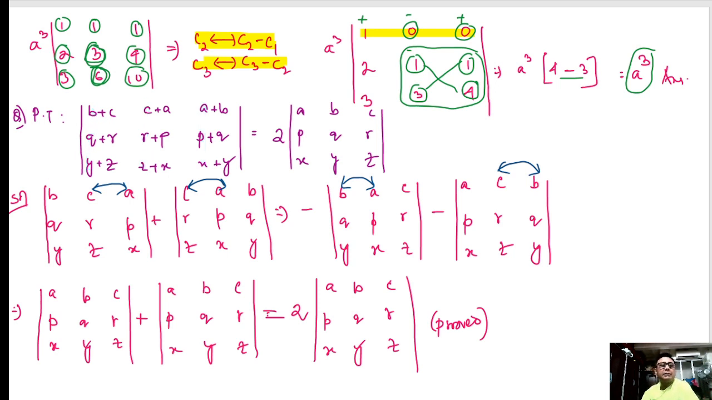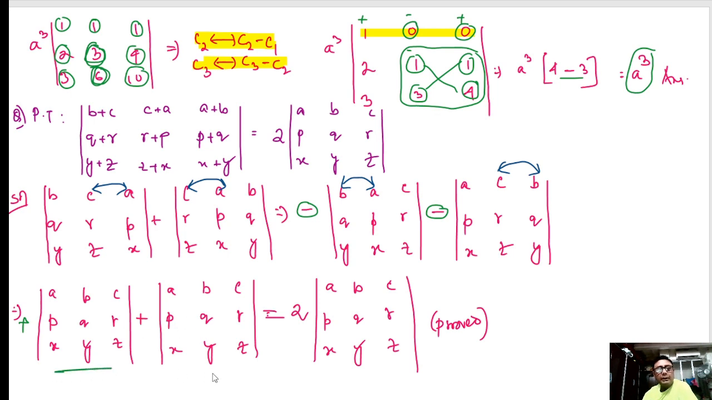We are interchanging the row and column of this and this. So there is a minus sign in front. See, these two columns get interchanged, and again these two columns get interchanged. So there will be a minus sign in front. Now we are interchanging these two columns and these two columns, so again they become plus and plus.